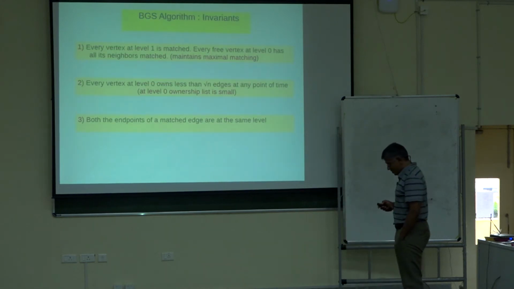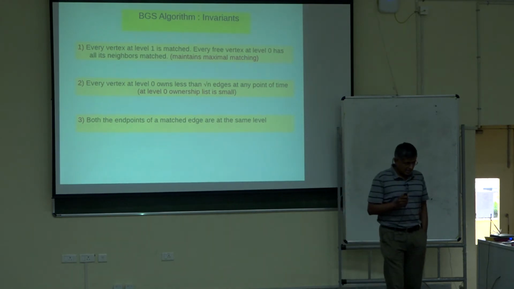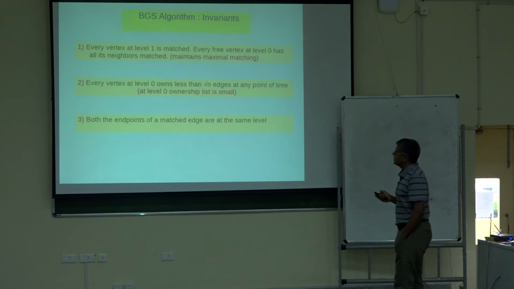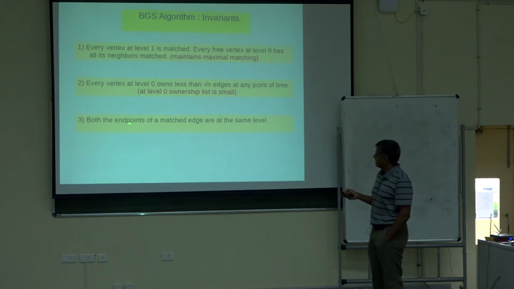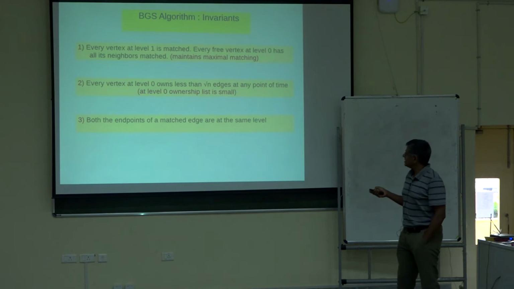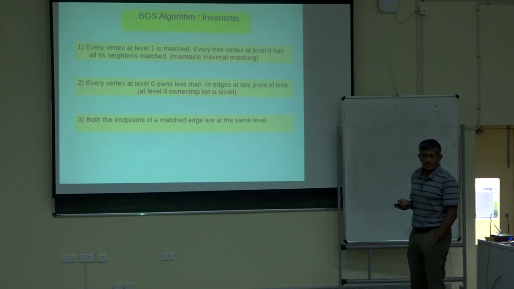Okay. So to argue that we maintain a maximal matching, the algorithm maintains certain invariants, most of which I have just listed. The ones that I have listed just now are that we always ensure that the endpoints of the matched edges are always at the same level. And every vertex at level 1 is matched.